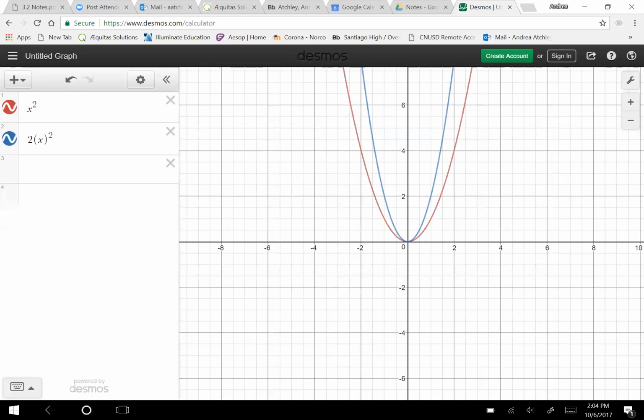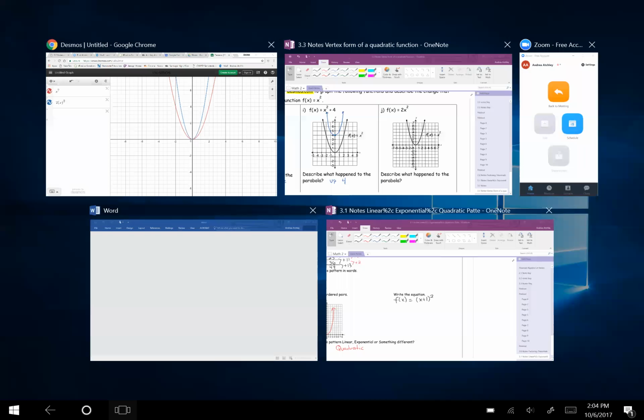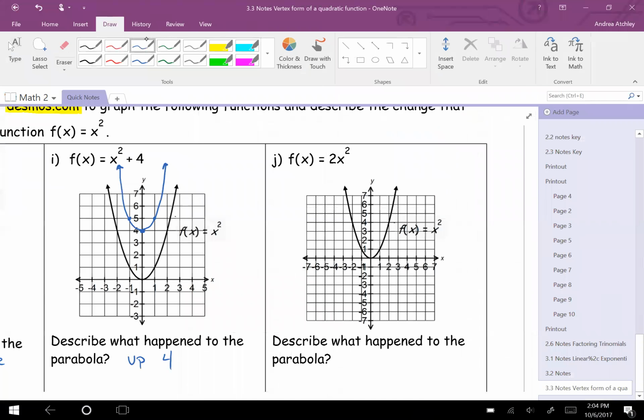Okay, so remember the red one was our original graph. This is y equals 2x squared. So it got thinner. Okay. So my vertex is still at 0, 0. But instead of moving up one and over, it goes up 2 and over. So it looks kind of like that. It got thinner. Any questions over that?